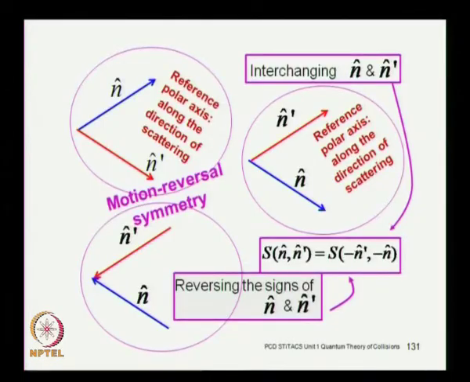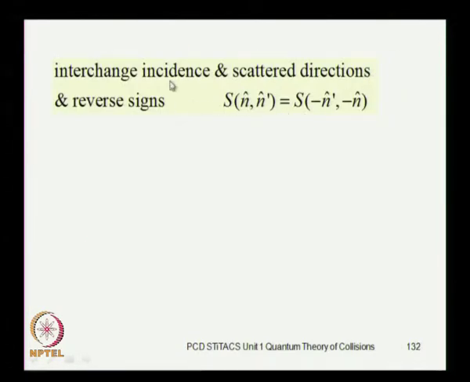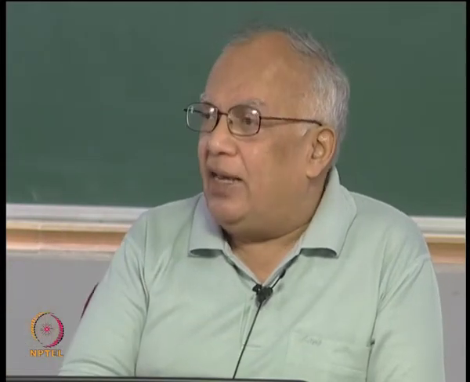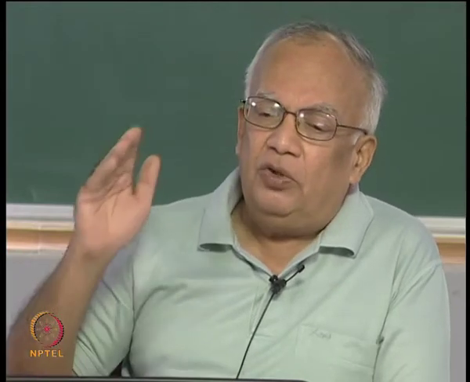So, this is the motion reversal of the scattering process. What it essentially means is that if you interchange the incidence and the scattered directions and reverse the signs, you get this expression for the scattering operator, and what it results in with respect to the scattering amplitudes, when you express the scattering amplitude, is that it is a function of the angle. And how do you measure this angle? You can measure it with reference to the direction of incidence, how much the scattered direction has changed.